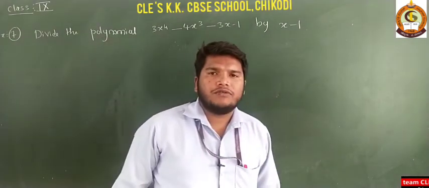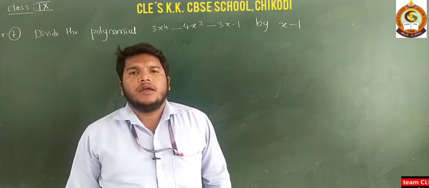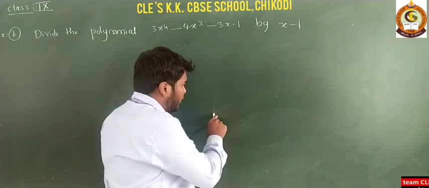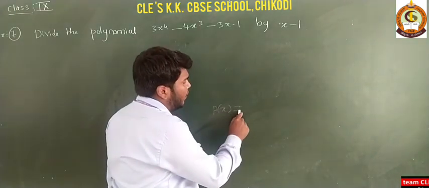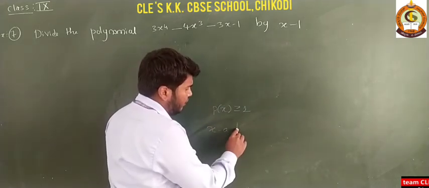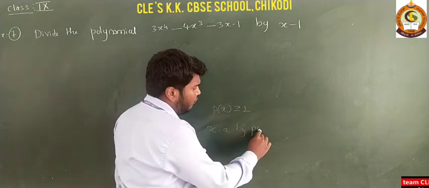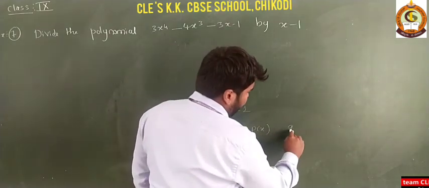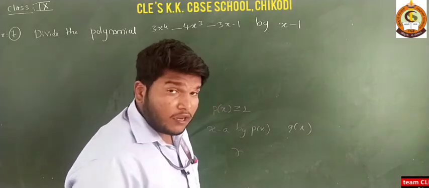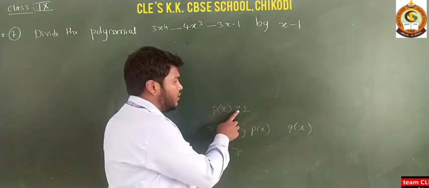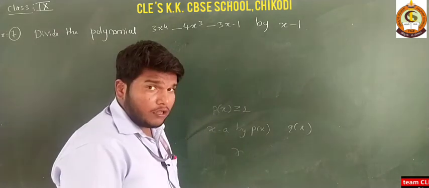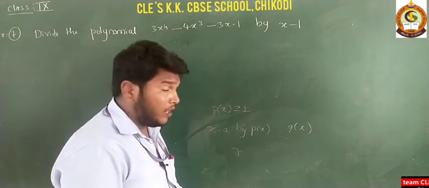So in the last class we started with the remainder theorem. In the remainder theorem we discussed that if p of x has degree greater than or equal to 1, then we divide p of x by x minus a. We get the quotient as q of x and the remainder as r. So that is the remainder theorem we discussed: p of x with degree greater than or equal to 1 is divided by x minus a, and we get the quotient as q of x and the remainder as r.